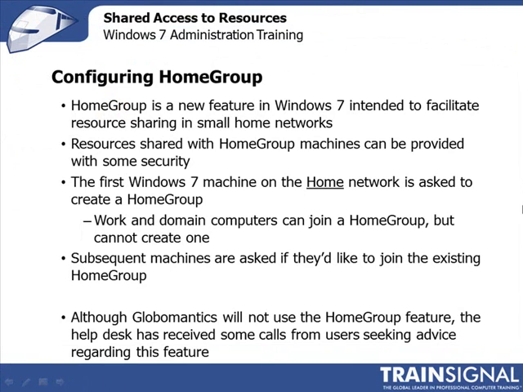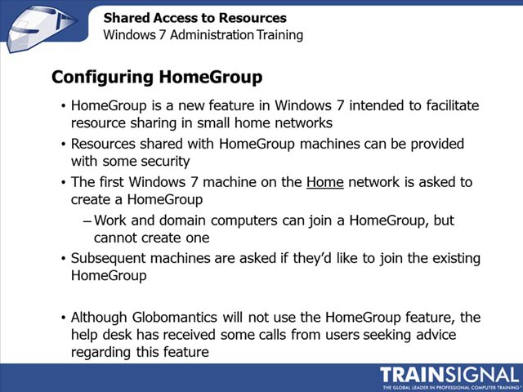And the final topic in this lesson is the discussion of the Home Group feature in Windows 7 that's intended to facilitate resource sharing in small home networks. Resources shared with home group machines can be provided with some security. So basically, when you create a home group, you have a password that's assigned that the machines that join the home group have to use.